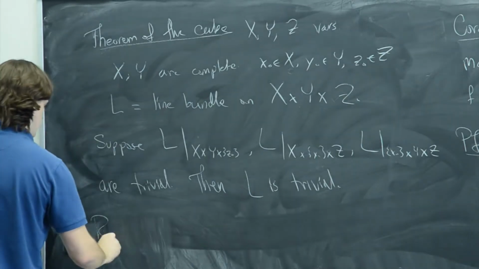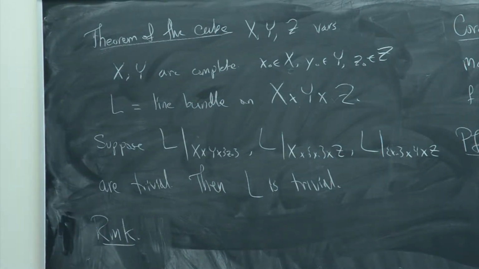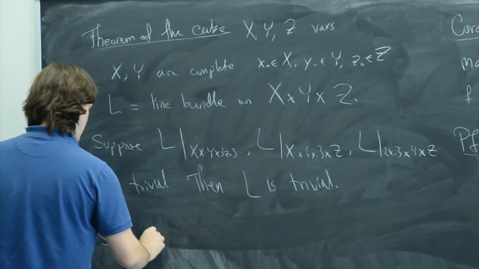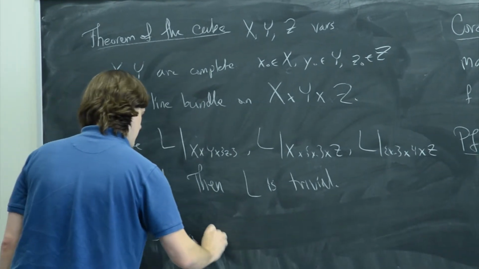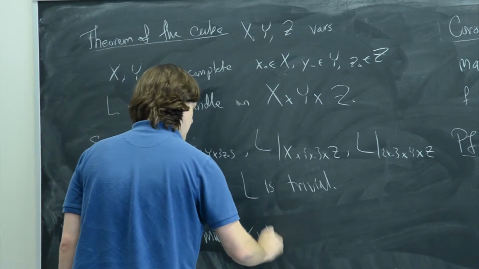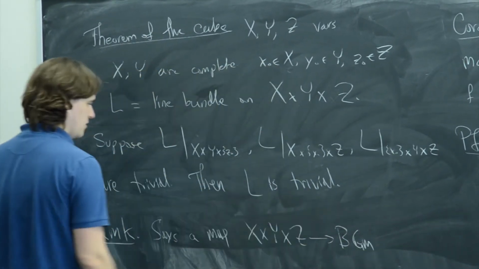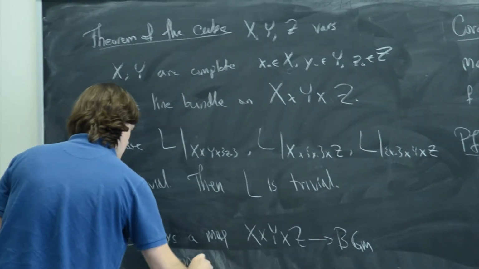And just a little remark, giving a line bundle on a scheme is the same as giving a map from that scheme to the classifying space for line bundles, which is the stack BGm. So you can rephrase this theorem in different language. It's saying that a map from X times Y times Z to BGm, which is trivial on the three axes, is trivial.